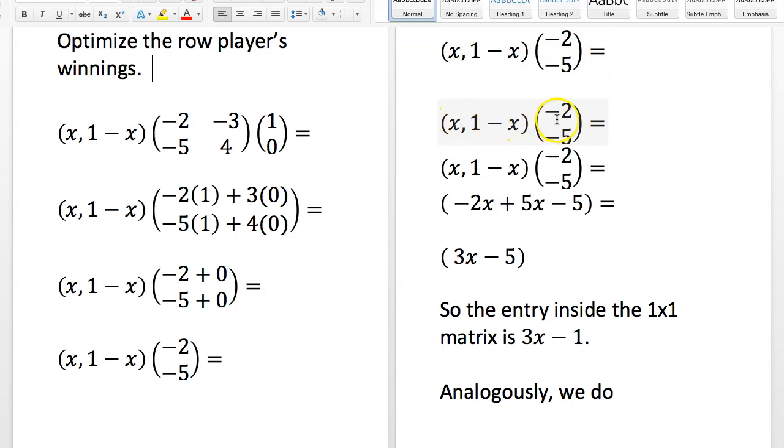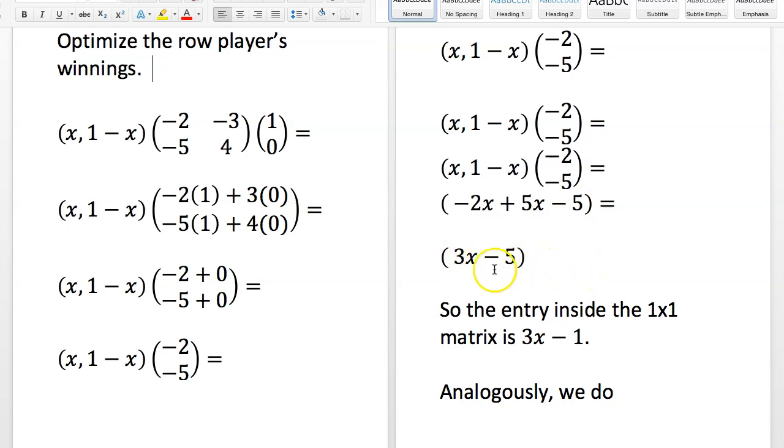x hits the neg 2. The 1 minus x hits the neg 5, because we go row by column. So x hits the neg 2, and 1 minus x hits the neg 5. So we get neg 2x. Now the neg 5 distributes through 1 minus x. Neg 5 times neg x gives plus 5x. Neg 5 times 1 gives minus 5. And we get a 1 by 1 with 3x minus 5.